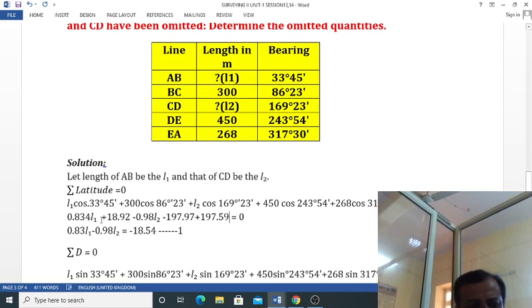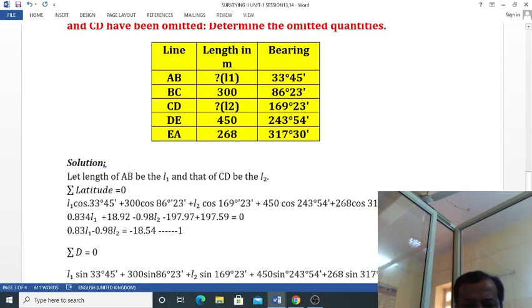So, 0.834 L1 minus 0.98 L2, keep this as it is, plus 18.92 plus 197.59 minus 197.97. If you simplify and take it to the other side of the equation, it will become minus 18.54. Let us call this equation number 1.